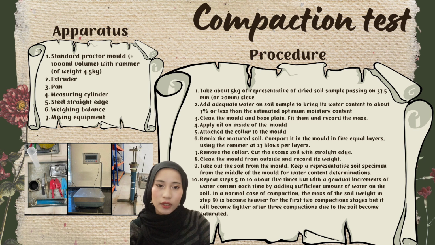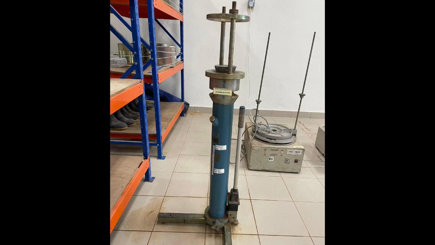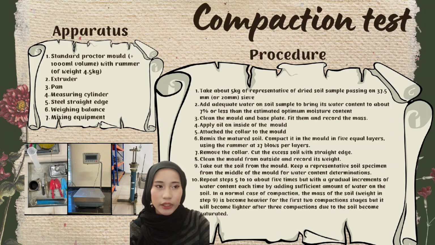Lastly, the compaction test. For this compaction test, the apparatus needed are standard Proctor mold of 1000 ml volume with rammer of weight 4.5 kg, extruder, pan, measuring cylinder, steel straight edge, weighing balance, and lastly, mixing equipment.